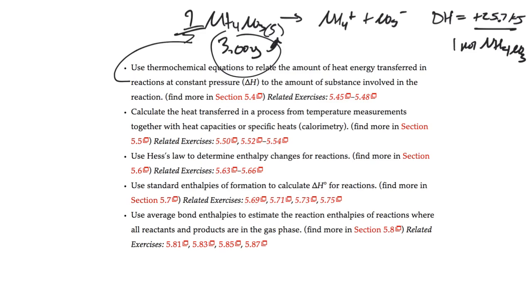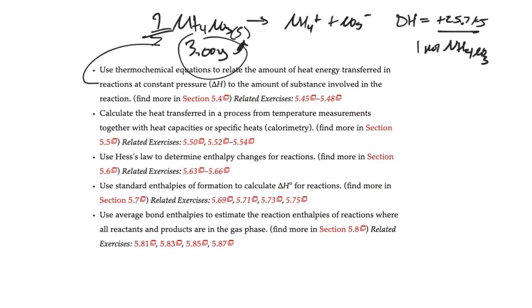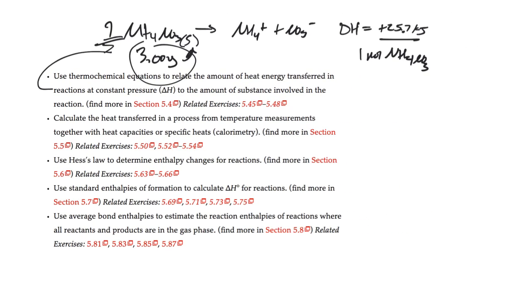Then calculate the heat transferred in a process from temperature measurements together with heat capacity and specific heats. This is calorimetry. Some simple ideas of calorimetry: if you ask me, some people just try to cut corners and memorize the equations. It's such a simple derivation to say Q reaction, the heat change of the reaction, is the opposite of the heat change of the surroundings.